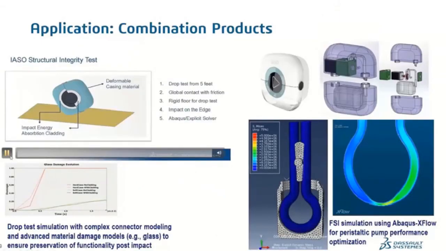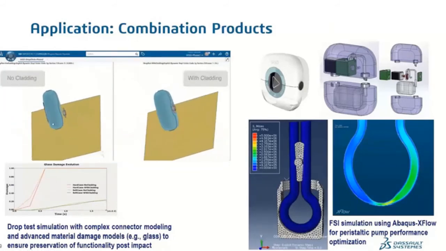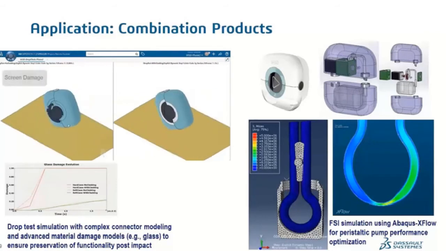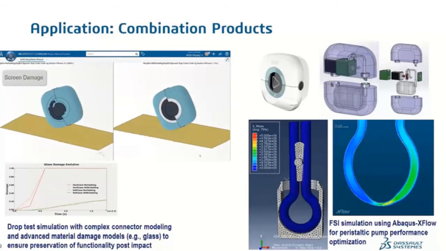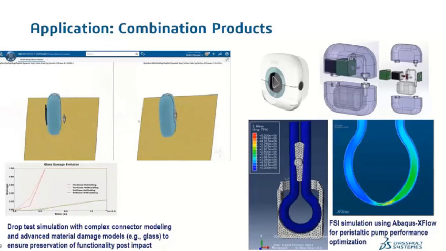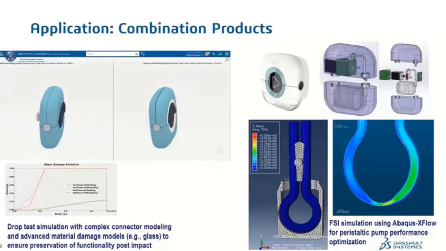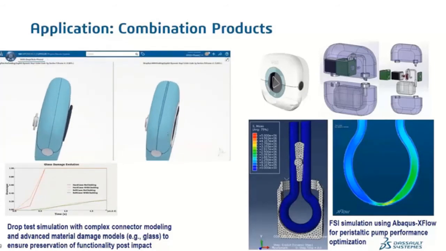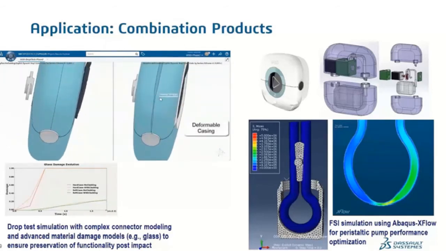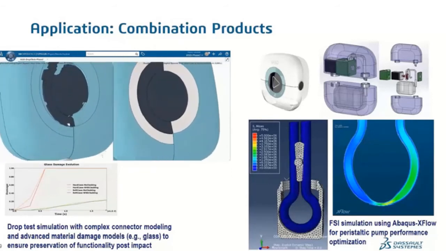On the left here, we're studying the integrity of the IASO injector under drop conditions. In this case, we're dropping it from a height of 5 feet. To protect the touch-sensitive glass interface, we compare various shock mitigation strategies, such as using an energy-absorbing casing or adding an absorptive cladding zone around the glass region itself. Using such simulations, we can precisely quantify the level of damage and identify the regions requiring attention, thus allowing the designer to obtain satisfactory design performance at minimal additional cost.